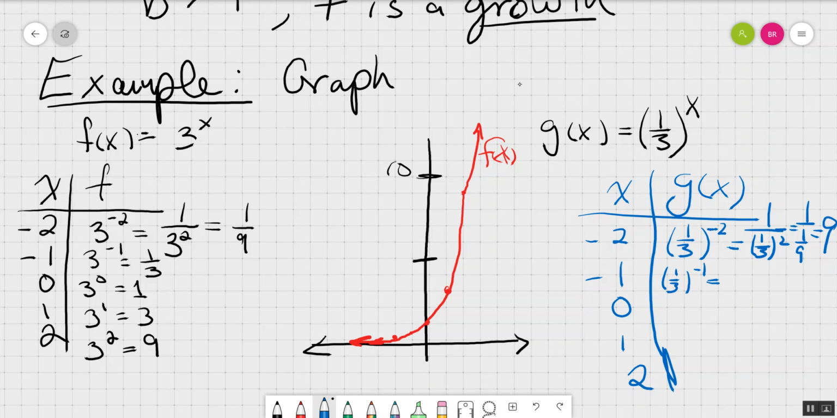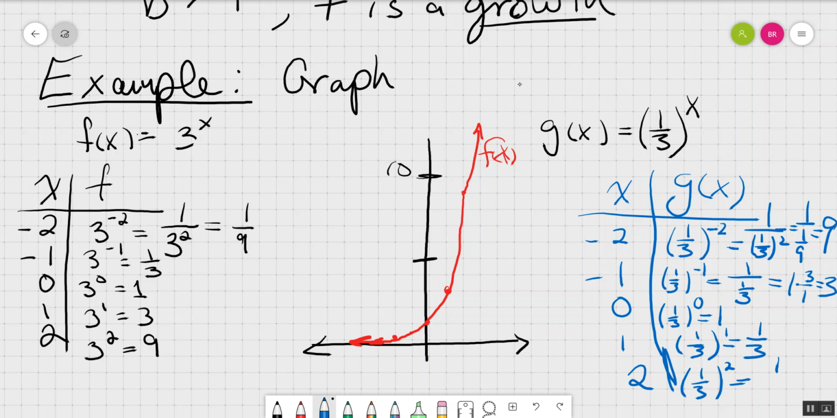1/3 to the -1. I can move it into the denominator to make it positive. And then 1 divided by 1/3, invert and multiply. I'll actually write this one because I can fit it. And that'll give me a 3. Everything to the 0 power is 1. That was easy. Everything to the first power is, well, it's just itself, 1/3. Woohoo! And then 1/3 squared will be, I just square the numerator, which gives me a 1. I'll square the denominator, which gives me a 9. So 1/9.